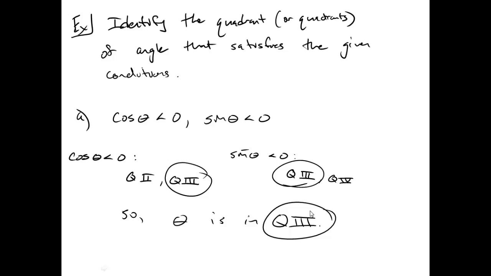Because that's the only time that both conditions are satisfied. Remember, theta is the same angle in both of these. So we know theta is in quadrant 3. Let's take a look at another one.